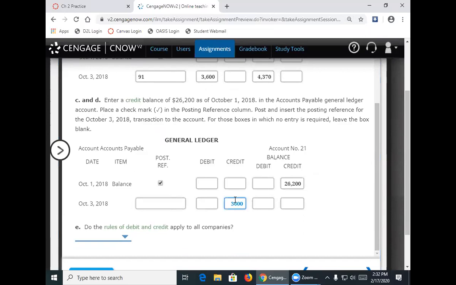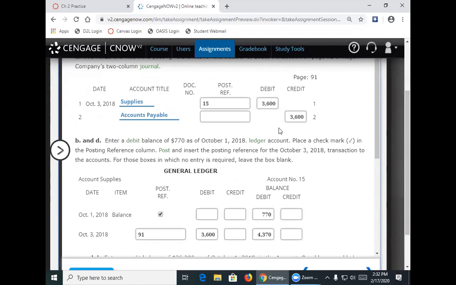Since we have a credit and then another credit, we would add again and get 29,800. Again, I put my journal page 91 as my reference there. And then I would want to scroll up to my original journal entry and put account number 21 as my post reference.